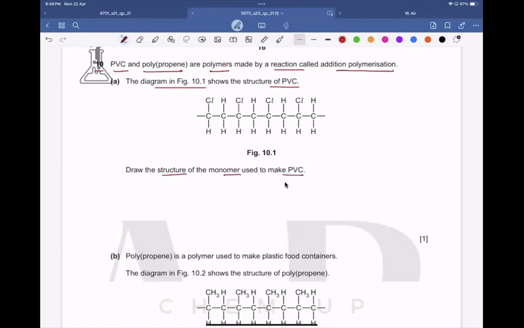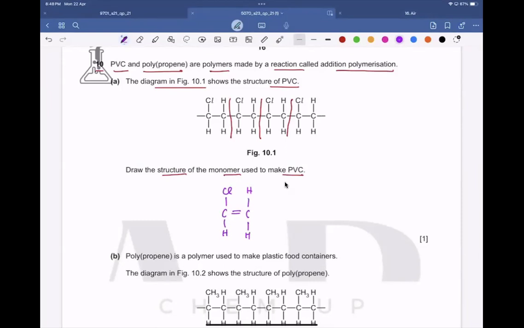So, identify the repeat unit. These all are repeat units. When you have identified the repeat unit, draw it again, but don't make the bonds on the left and right. Instead, put a double bond over here so you get the monomer.